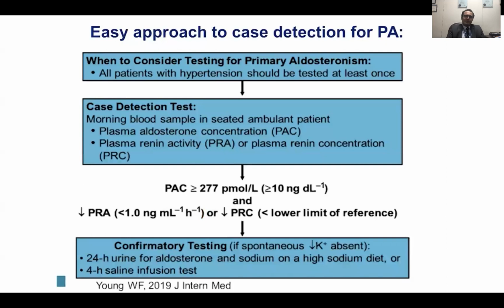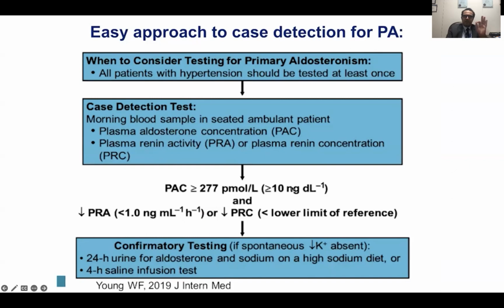Now, William Young has made this a very easy approach for the case detection of primary aldosteronism. So when to consider testing, he said that all patients with hypertension should be tested at least once. The case detection is basically very simple: a morning sample in a seated ambulant patient. Plasma aldosterone concentration is measured and then the plasma renin concentration.